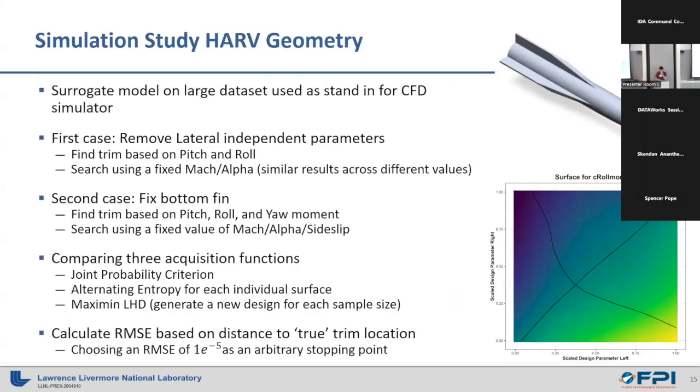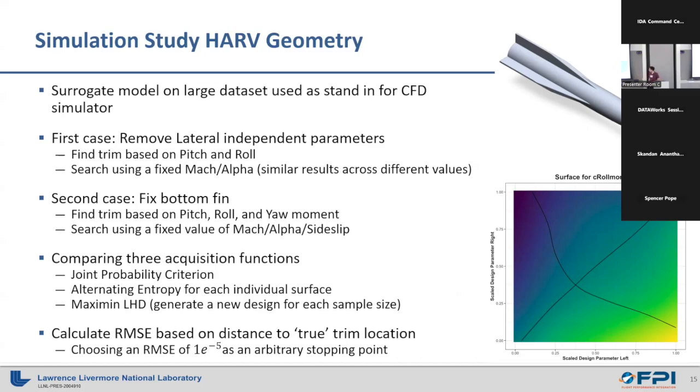So, okay. We want to apply this in a simulation study now for the hard geometry. Rather than actually run CFD, because we're going to be running this multiple times, the way we set this up is I used a surrogate model on a larger data set, fixing a couple of conditions. You can see here the plot I showed earlier. This is the surface that we're going to be looking at.